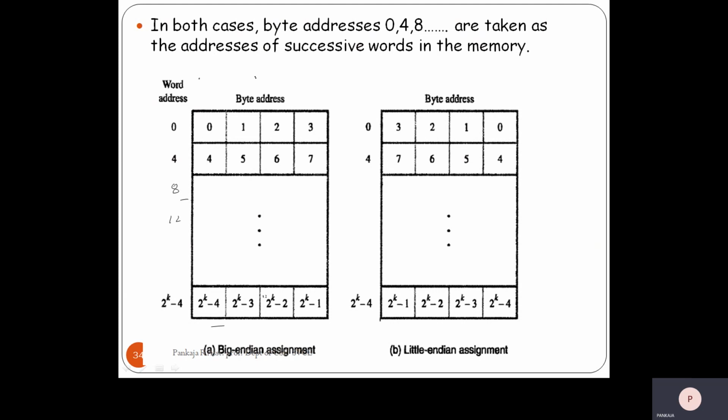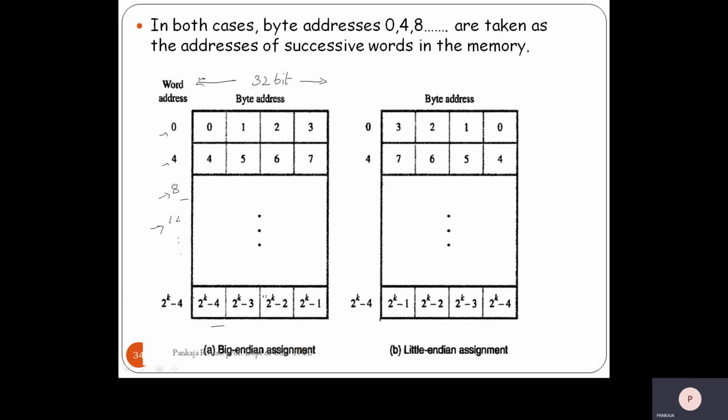I am considering a 32-bit word length, and each word carries 4 bytes, so accordingly the word address must be represented. Remember that each time the word address is incremented by 4, up to 2 power k minus 4.